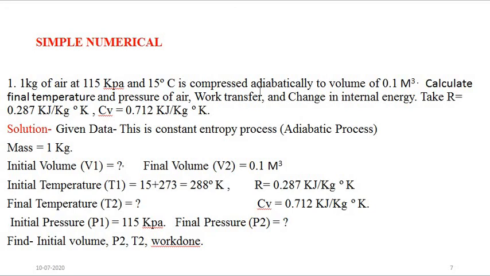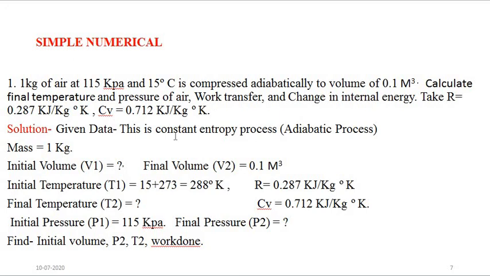So it is compressed adiabatically to the volume of 0.1 meter cube. Calculate the final temperature and pressure of air, work transfer and change in the internal energy. Take capital R is equal to 0.287 kilojoule per kg degree Kelvin and Cv is equal to 0.712 kilojoule per kg degree Kelvin. So this is the problem given.